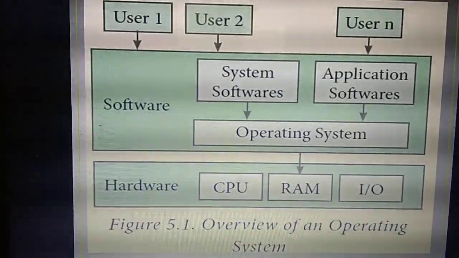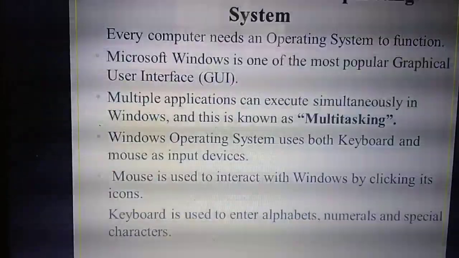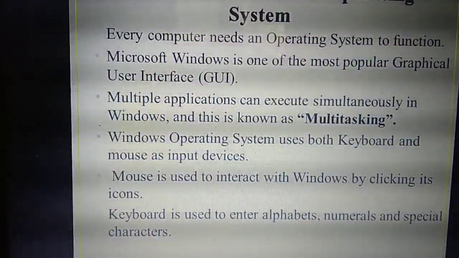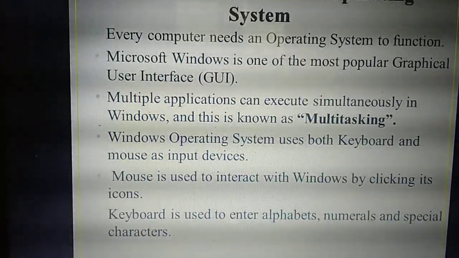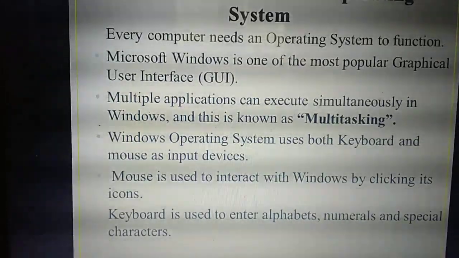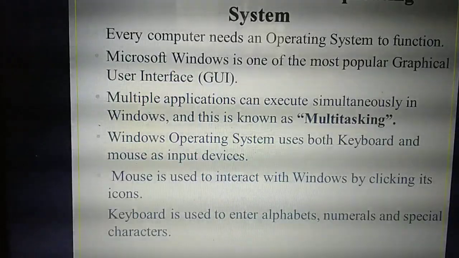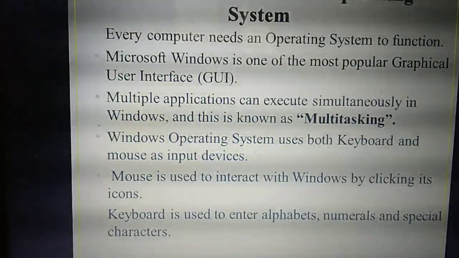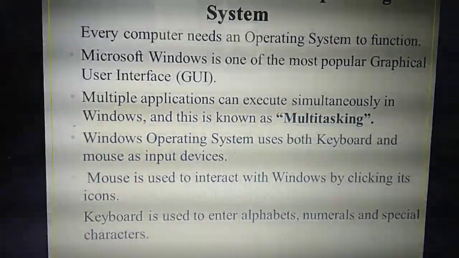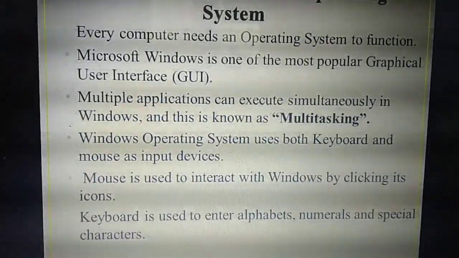Understand? This is the overview of an operating system. So next, you are going to study about the Windows operating system. Okay. What operating systems did you study in the last chapter? Are you remembering? Windows, Unix, Linux, Ubuntu. These are some of the most popular operating systems, isn't it?